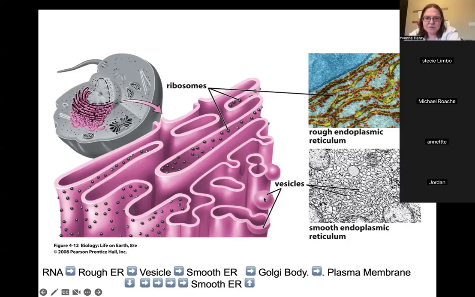And now this protein has all of the amino acids that it's coded for, but it still needs to have something else happen to it. So it's going to be moved to a different location in the cell.